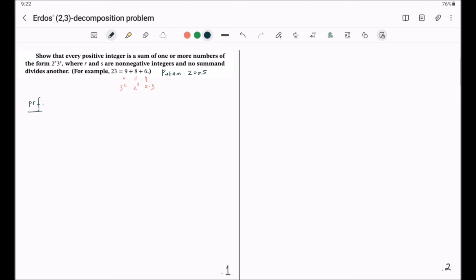We're going to use induction on this positive integer. Actually, this is a very, very clever application of mathematical induction. By clever, we mean we use the induction hypothesis in a very clever way. So let's begin with the base case. Let's start with the first positive integer, which is 1. 1 can be trivially written as 2 to the power 0 times 3 to the power 0. So this is a decomposition as desired.